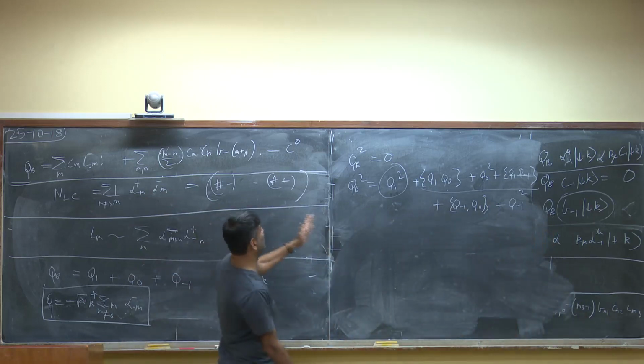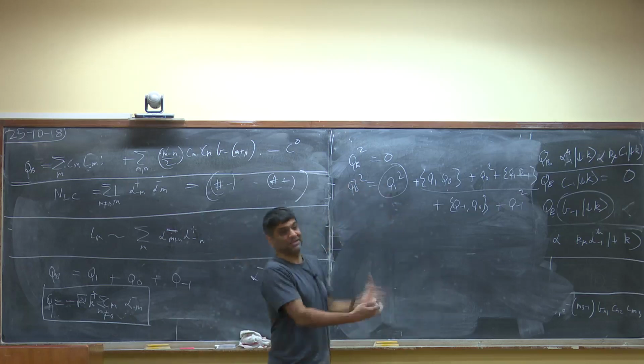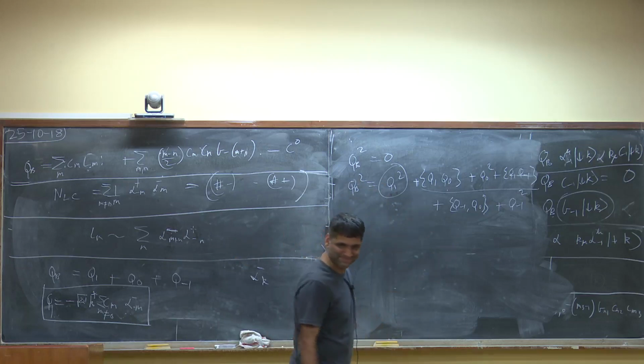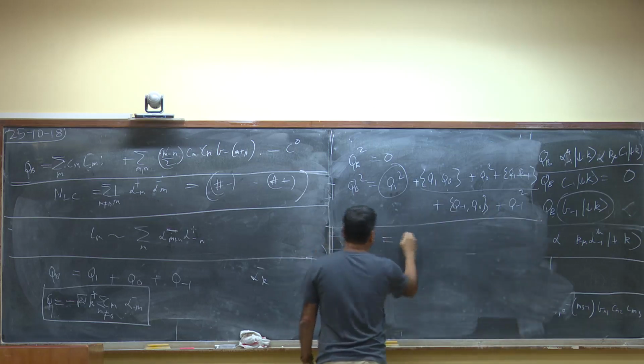We take the commutator of this with NLC, for instance. You get, but you're taking the commutator of 0, so you'll get 0. Then each of these will have to be 0. So what we've concluded is that Q1 squared is equal to 0.